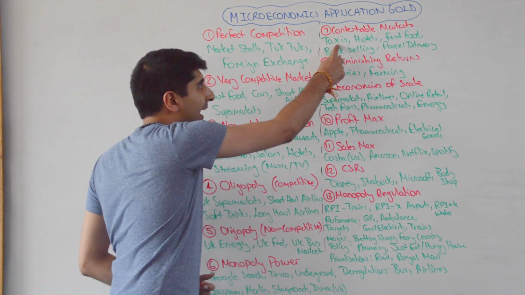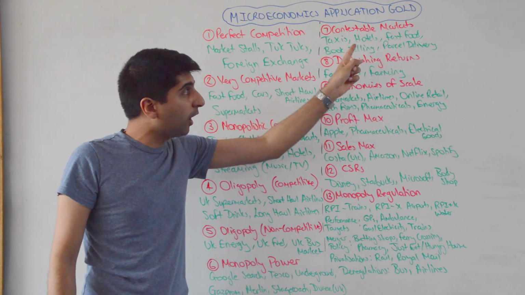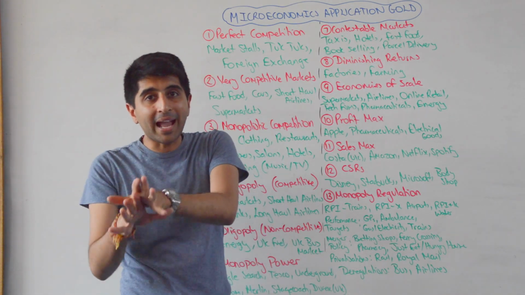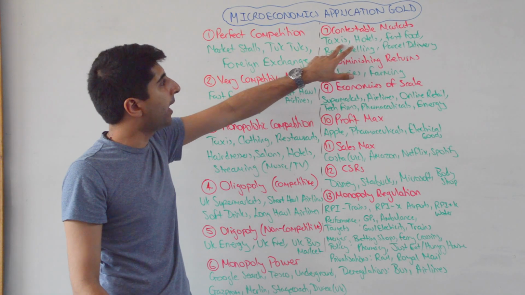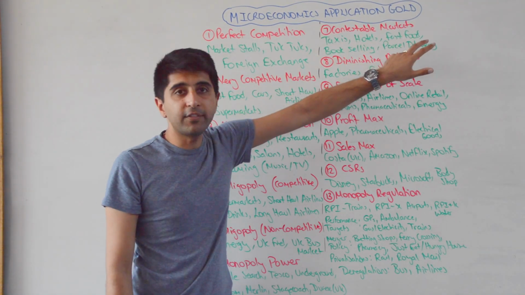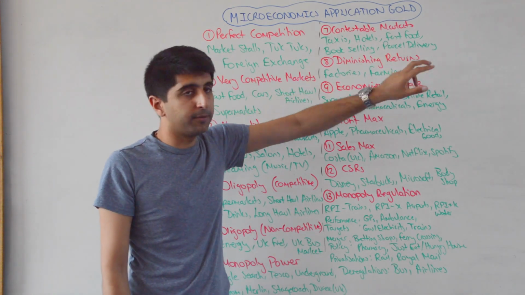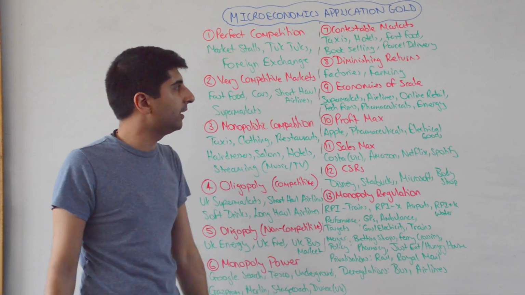Contestable markets, you've got taxis, you've got hotels, fast food, book selling, parcel delivery. You can argue this because there was a threat which has actually become real in all these markets here. Uber coming in there, Airbnb there, and you've got Five Guys, burgers and fries coming in there. So that's how you can argue, right? Privatisation of Royal Mail has meant parcel delivery is very contestable market.